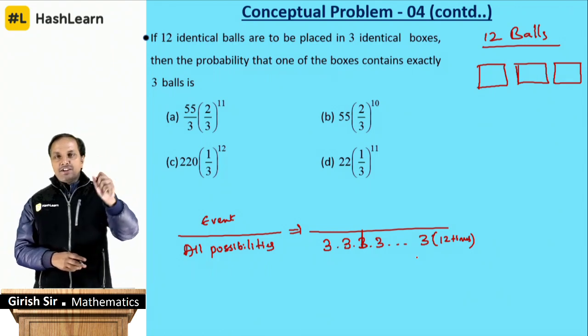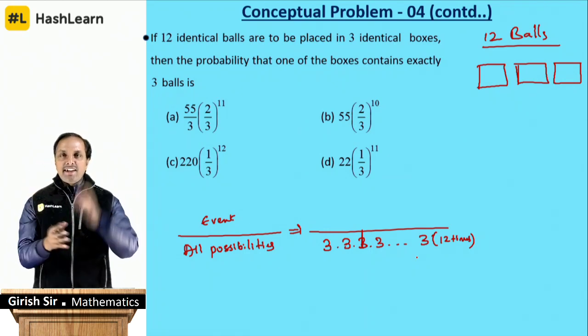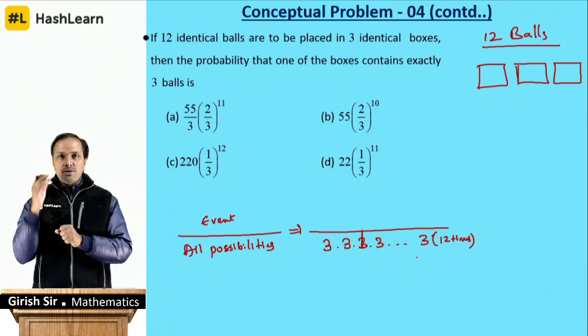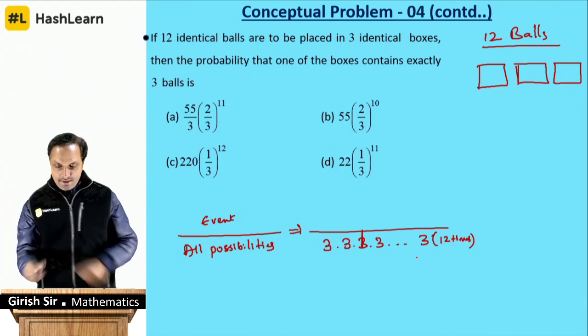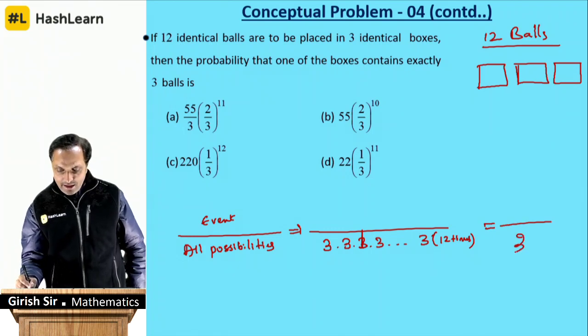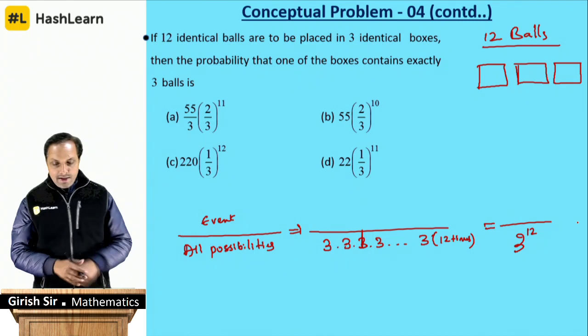I can fix the first ball in 3 ways. Either I can put it in box 1 or box 2 or box 3. Second ball also in 3 ways. Third ball also 3 ways. Fourth ball also 3 ways. 12th ball is also 3 ways. So here what to write? Here write 3 to the power 12. 3 to the power 12. Chalo, let us come to the event.